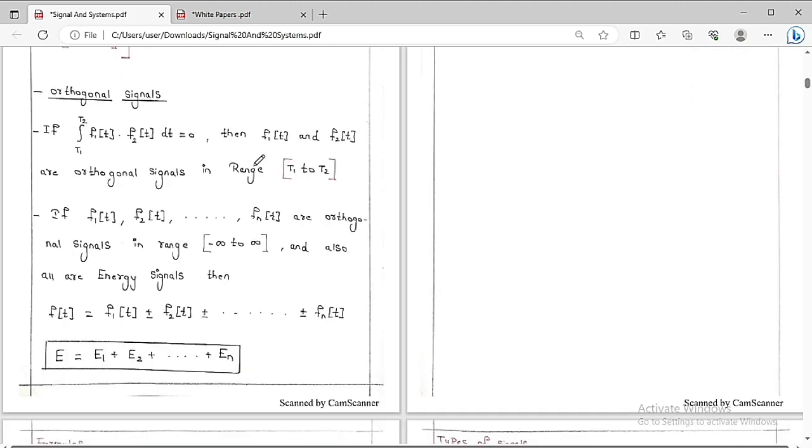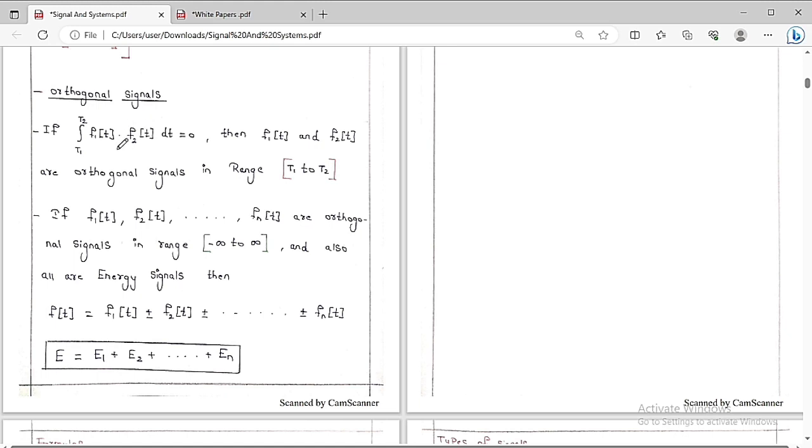So now the next point is for orthogonal signals. If integration from T1 to T2, f1 of t into f2 of t dt is equal to 0, then f1 of t and f2 of t are orthogonal signals in the range from T1 to T2. So we can give a general range also, either for real signals or for complex signals. Here f1 of t and f2 of t are real signals, but if you keep the conjugate, then these are called complex signals.